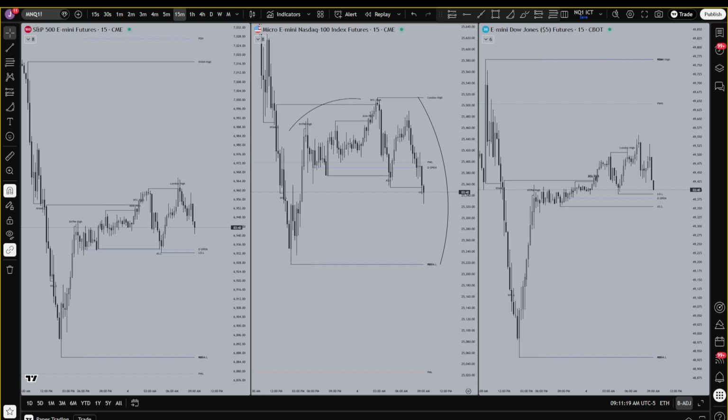Do you use YM for SMT or only ES? Nah, I use YM as well.